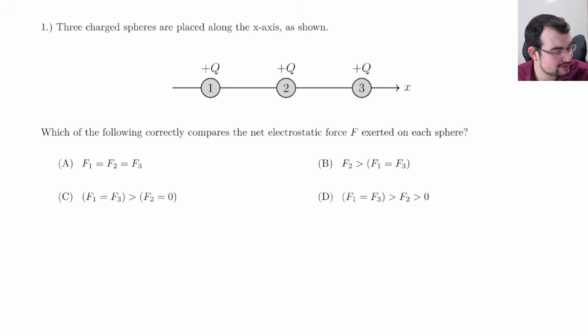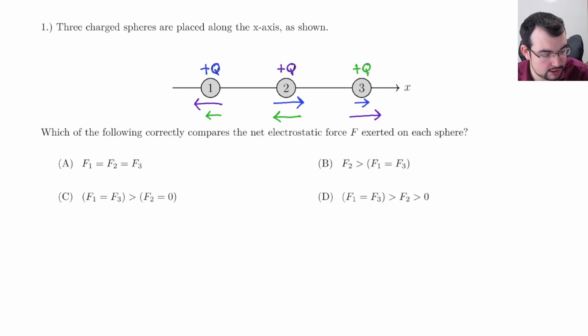3 charged spheres are placed along the x-axis, and we want to compare the net force on each of them due to the others. So if we just start, this is just Coulomb's law. We see that my left blue sphere would exert a large repulsive force on 2 and a small repulsive force on 3 due to distance. My middle sphere would exert a large repulsive force on the other 2 spheres. And then my rightward sphere, number 3, would exert a large repulsive force on 2 and a small repulsive force on 1 due to distance.